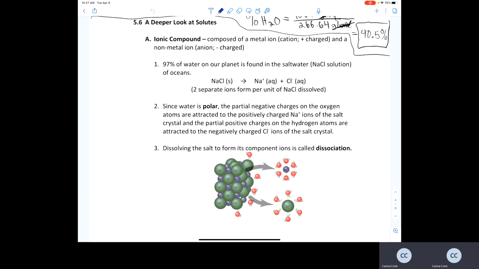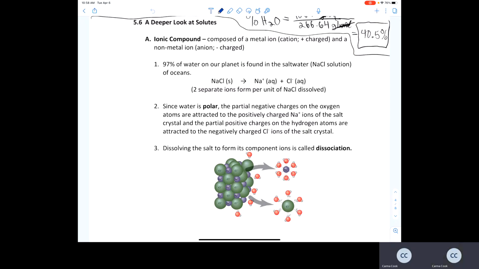In the Chapter 5, Part 2A video, we talked about solutions. And we said that solutions consist of at least one solute and also a solvent. The solvent is the component that does the dissolving, and the solute is the component that gets dissolved. So now we're going to take a deeper look at solutes.